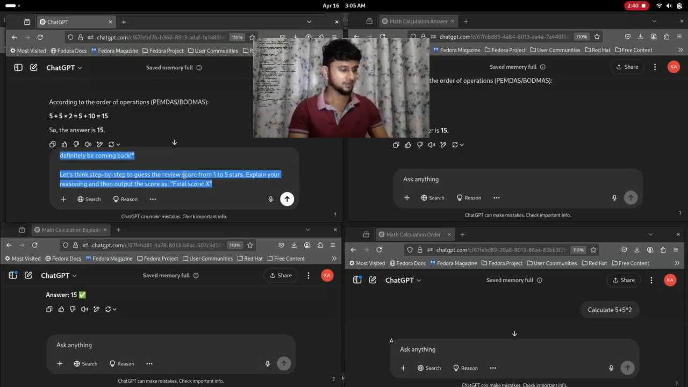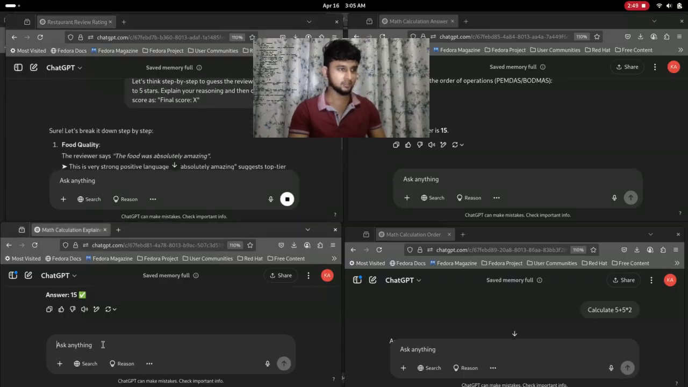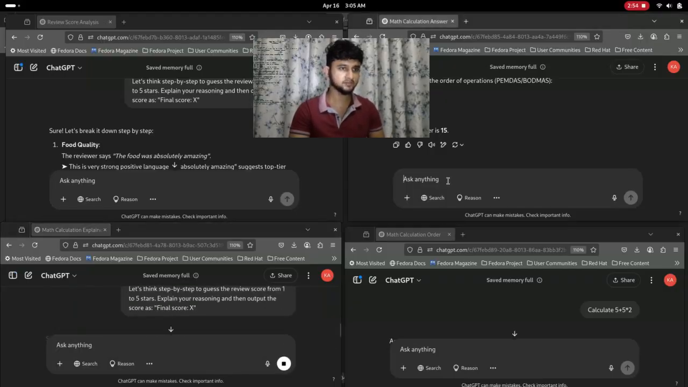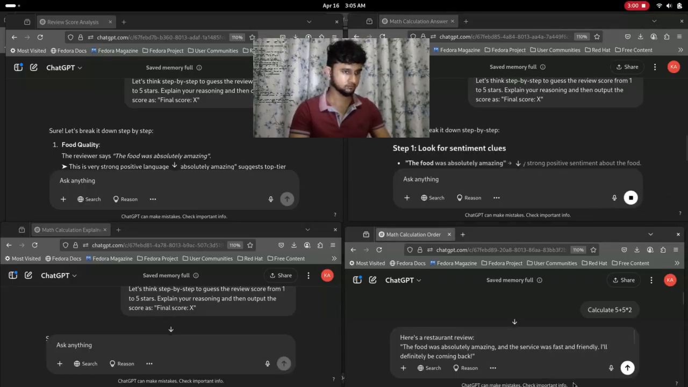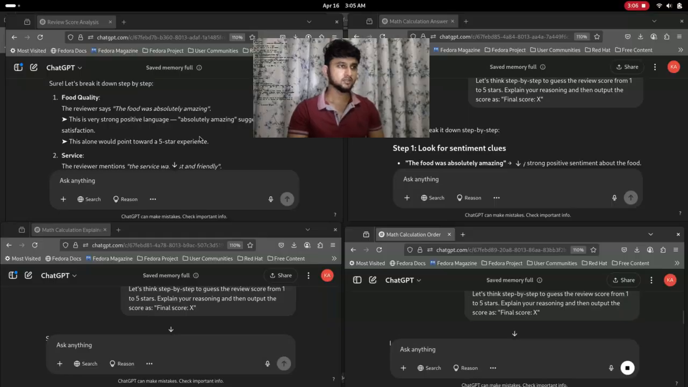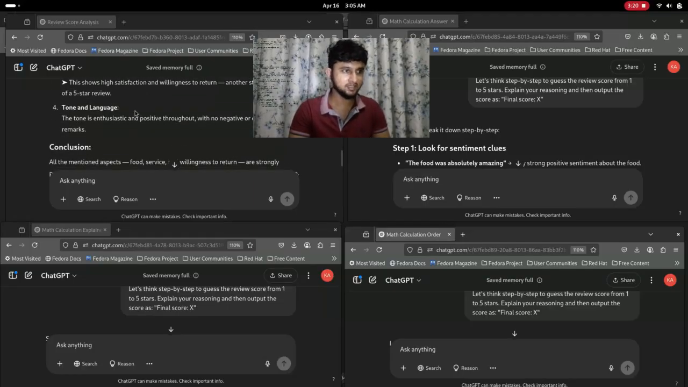So I run this prompt, and I run this prompt 4 times. It also gives the thought process, thought steps, reasoning steps. That means reasoning steps.